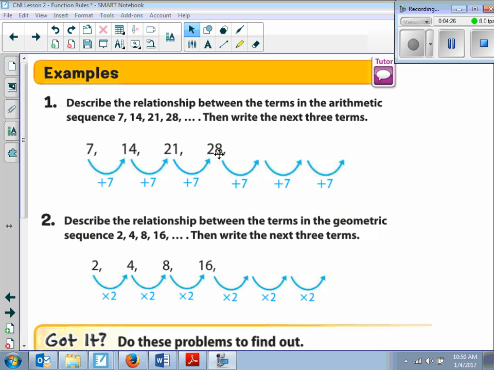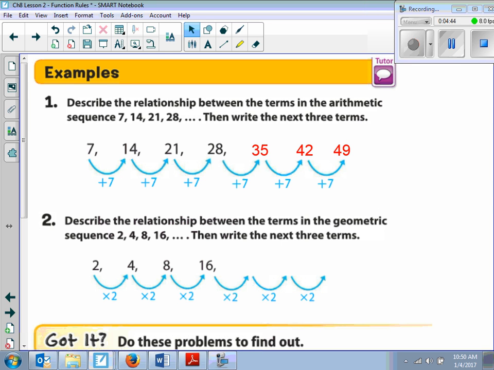Yes. So 28 plus 7 gives me 35. 35 plus 7 gives me 42. So 42 plus 7 is 49. 49. Very good. Very good. So that is how we find the next three terms in an arithmetic sequence. For a geometric sequence, let's take a look.